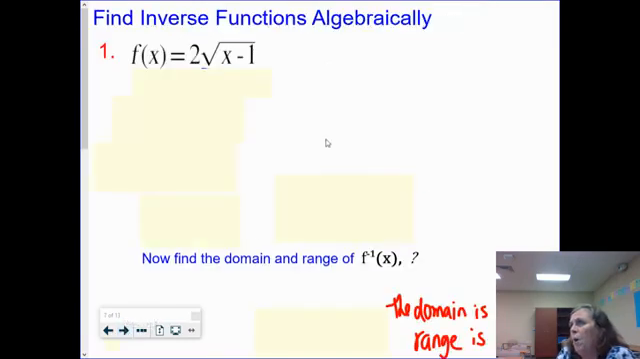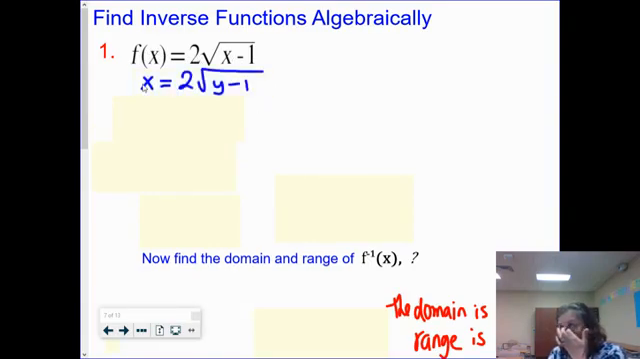So let's have a look at another one. This one starting off, we're not looking to see if they are inverses. This one we're being told to find the inverse function. And then we've got the main focus of today, finding the domain and range of an inverse function. So step one, write y equals 2 times square root of x minus 1. Then flip your x's and y's over.